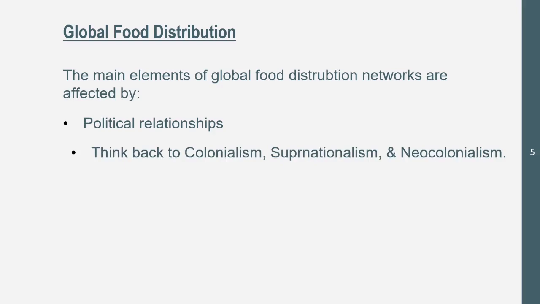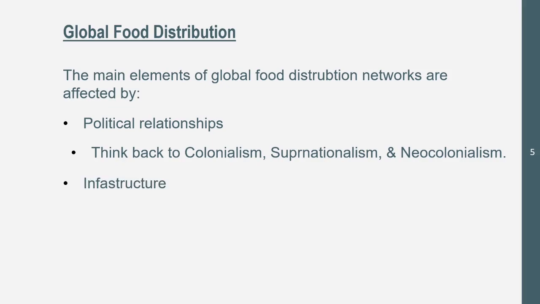And think back to colonialism, supranationalism, and neocolonialism. So these political relationships are, think of trust with neocolonialism. I think it's Ethiopia and India, or Ethiopia and China. Actually, probably both of those countries in Ethiopia. They have farms and agriculture and other practices, not just agriculture there. That in those African countries, especially Ethiopia. So those political relationships can determine food distribution. Maybe Ethiopia will give them stuff because they pay the country.